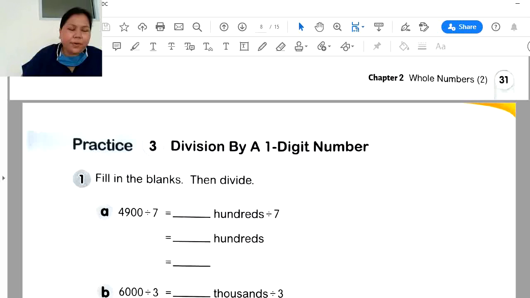Hi Primary 4 students, this is the homework for today, pages 32 and 33. This is about Practice 3, division by a one-digit number.